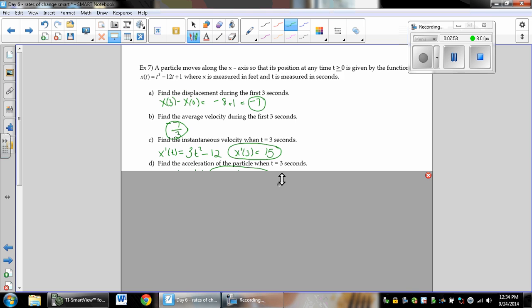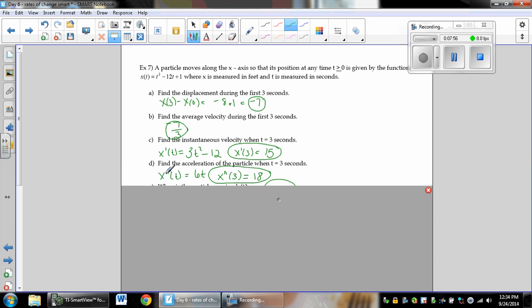Acceleration is just another derivative, so I took the second derivative. That says x double prime. So x double prime of t equals 6t. x double prime of 3 would then be 18. Now, when is the particle moving left?